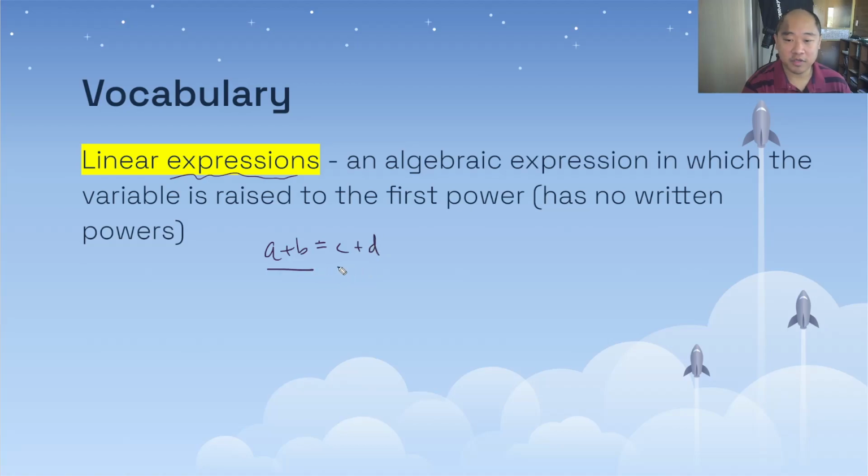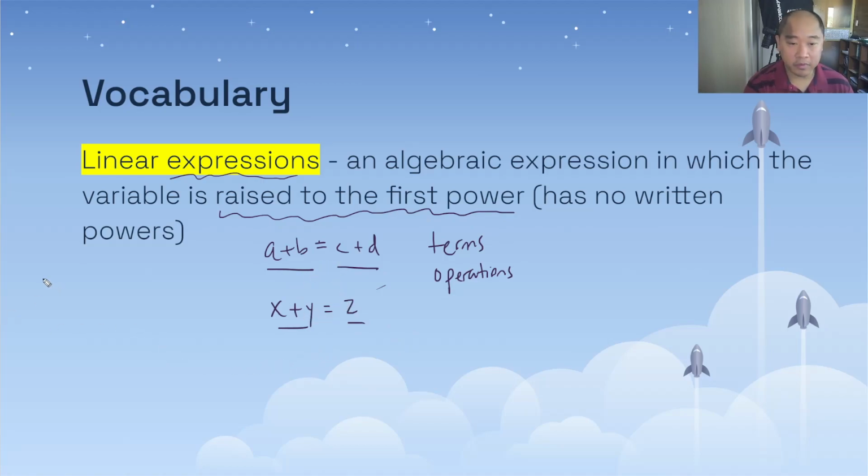So this is an expression, this is an expression, this is an expression, and this is an expression. An expression has terms and sometimes has operations, but it does not have to. The only kind of expression we're looking at are expressions that are raised to the first power. That means it has no written powers.